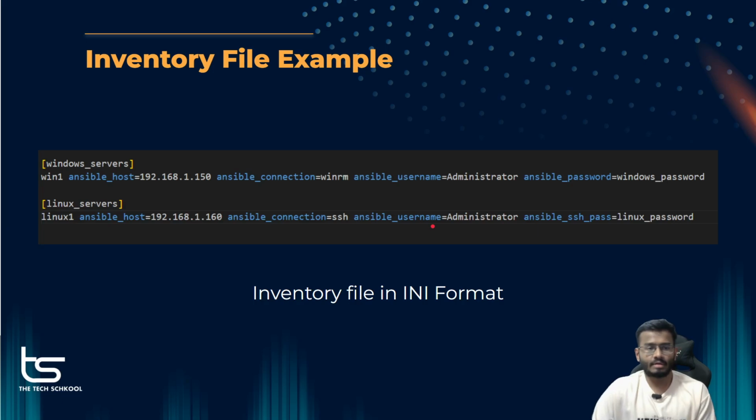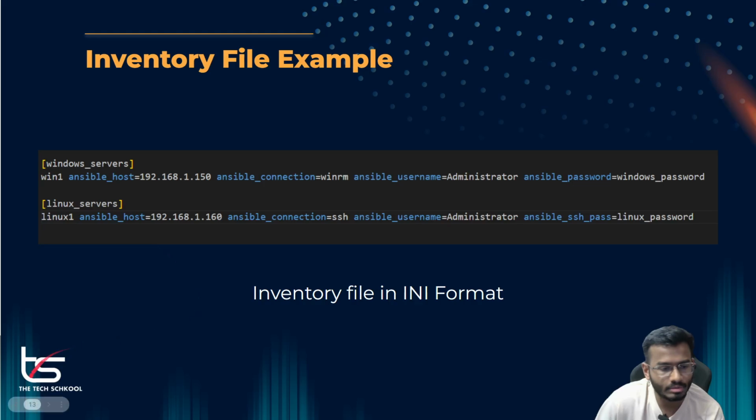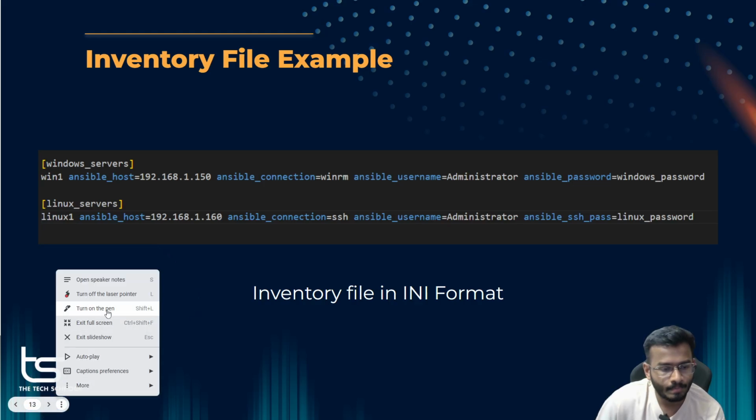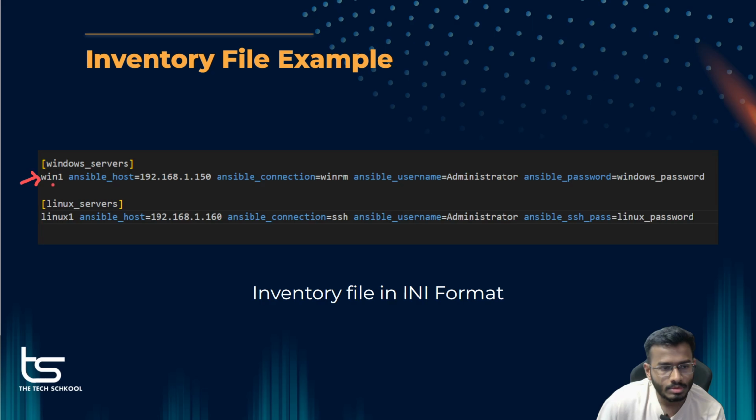All right. So this is an example of how an INI format inventory file is written. You can see this Windows server written in the brackets. I will explain what it means in the next slide. For now, just focus on this line. This is one entry, that is, one host one entry.